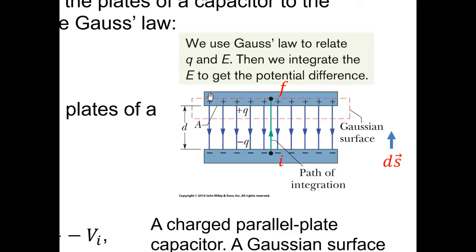For the upper part, there will be no E field in the conductor, so no flux for the top surface. For the two sides, there is no, or relatively small, E field flowing out or flowing in through the Gaussian surface. So the only flux is contributed by the bottom side, which is E times the area.